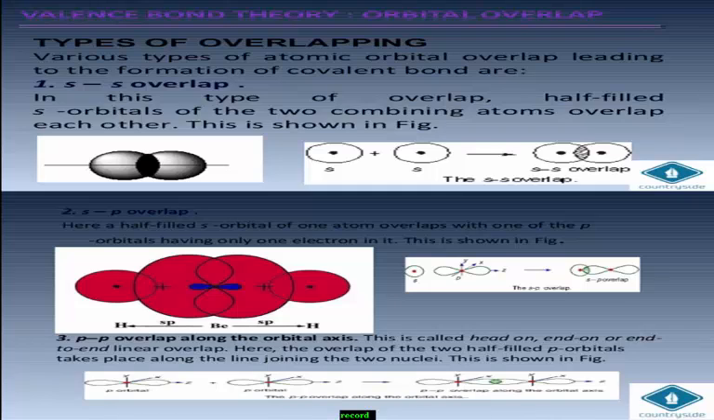In ss overlapping, the half-filled s orbitals of two combining atoms overlap each other. This is known as ss overlapping, and it is shown in the diagram. Here one s orbital and another s orbital combine to form ss overlapping, one s orbital and one p orbital combine to form sp overlapping, and p orbitals combine to form pp overlapping.